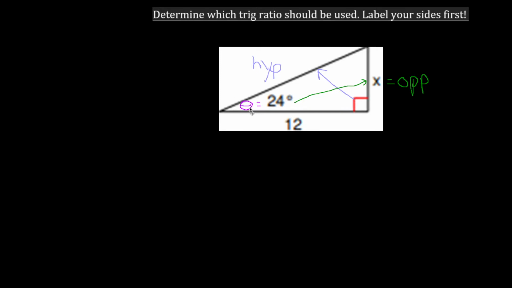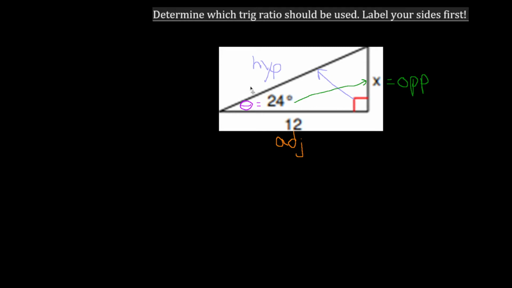That's going to be our angle theta, which means the side opposite of that angle is going to be labeled as opposite, which is x. And then the side that is next to theta is going to be the adjacent side, which is 12. So again, make sure you take your time and label each of those.